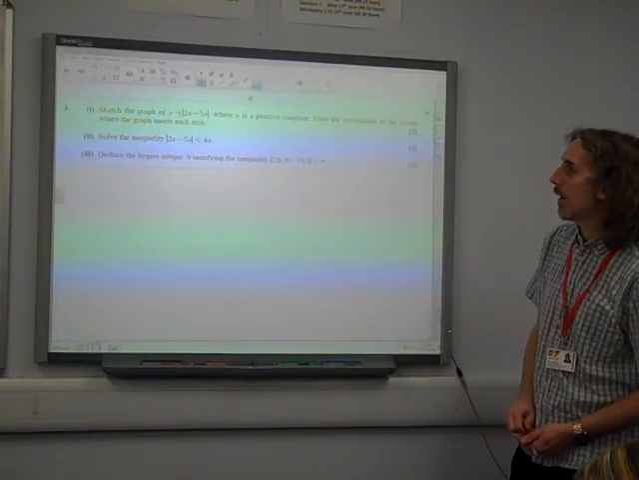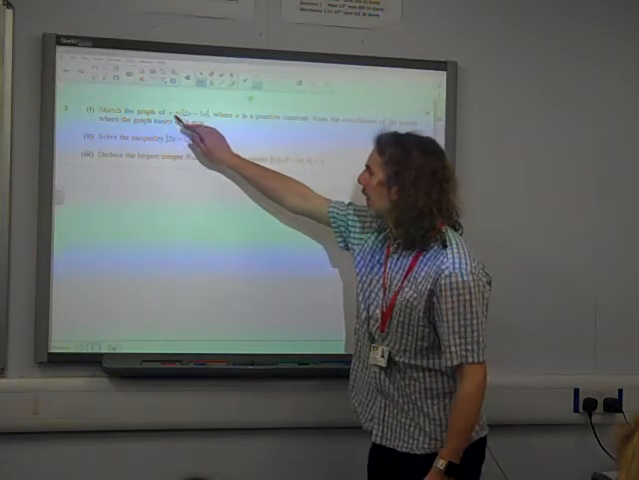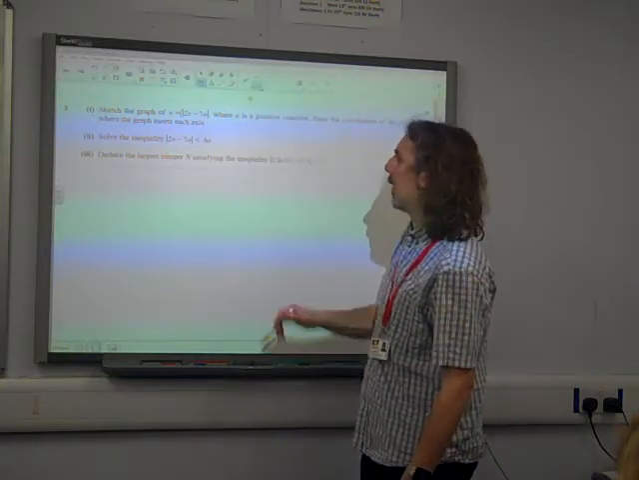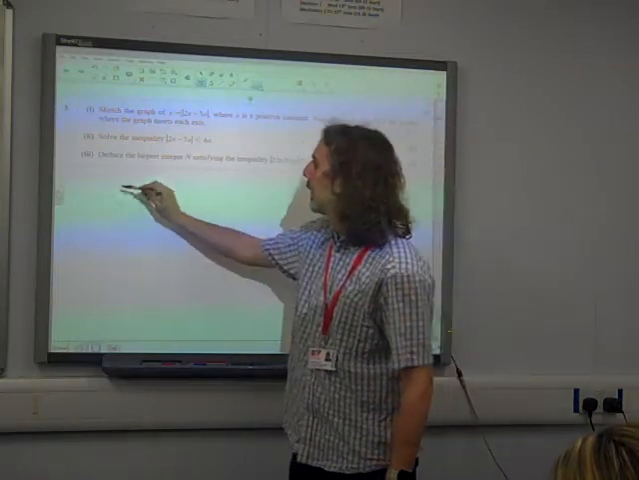Okay, so question 3. Sketching the graph. I've got a strange thing where I've copied this, that there's a cursor there. So this shouldn't be there. That's just the modulus of 2x minus 7a.